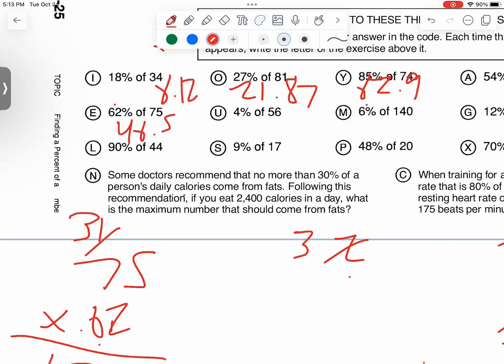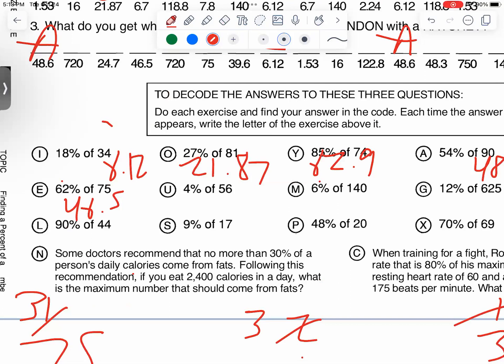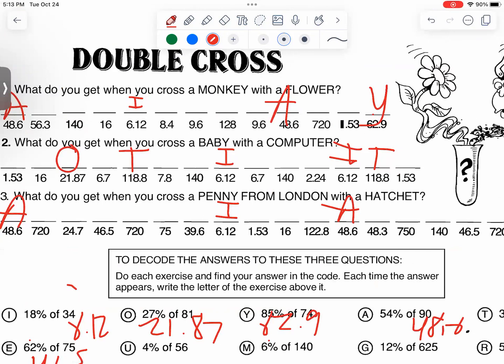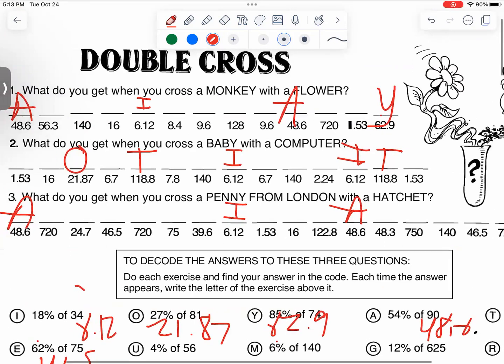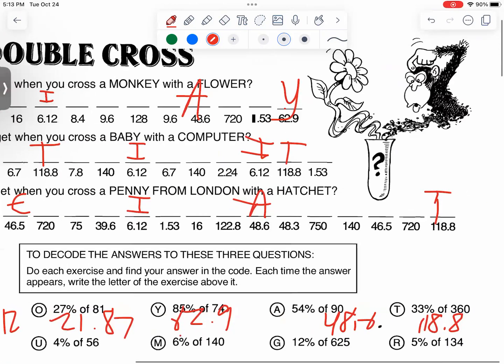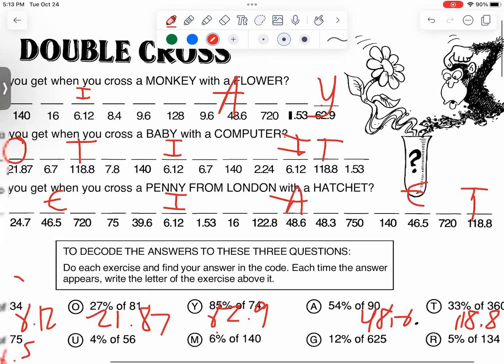Another thing to be thinking about is reasonableness of your answers. So, for example, on the next one, 4% of 56. Well, that's less than 10%. 10% would be 5.6. So it's got to be a fairly small number for the next one. So E, 46.5. E, where are you? E, where are you? E? E. And E. Okay.